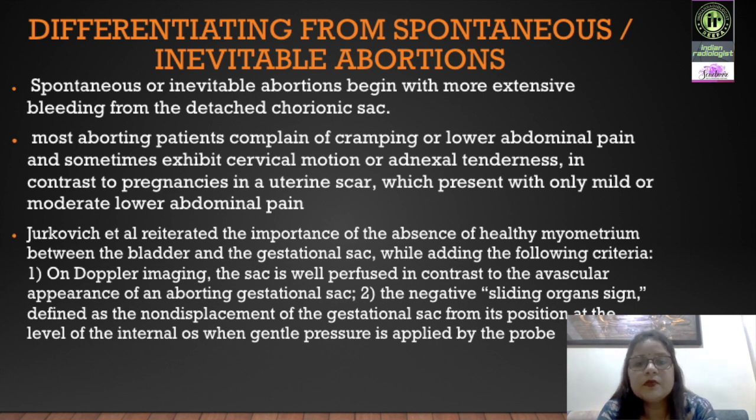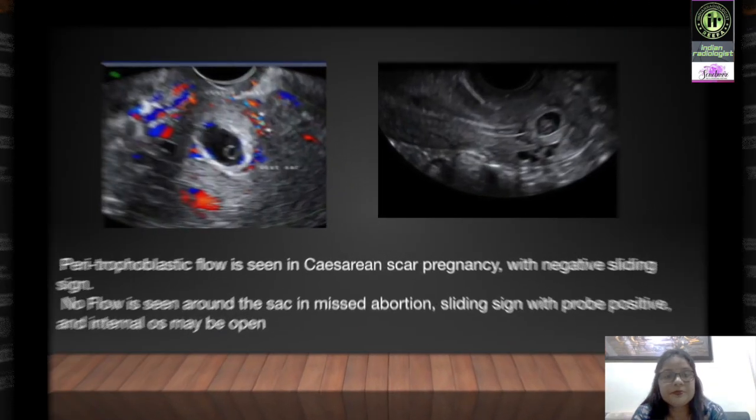Then Cherkovich et al. reiterated the importance of the absence of healthy myometrium between the bladder and the G-sac and added the following criteria: on Doppler imaging, the sac is well perfused in contrast to the avascular appearance of the aborting G-sac, and the negative sliding sign that I have already mentioned.